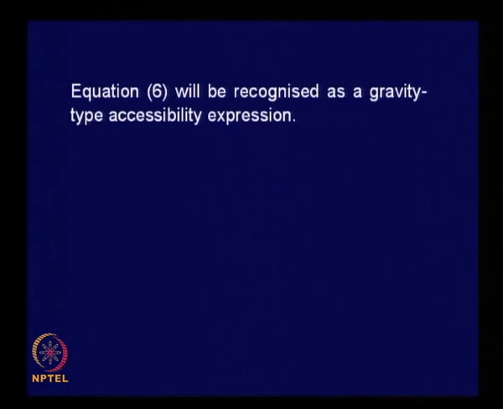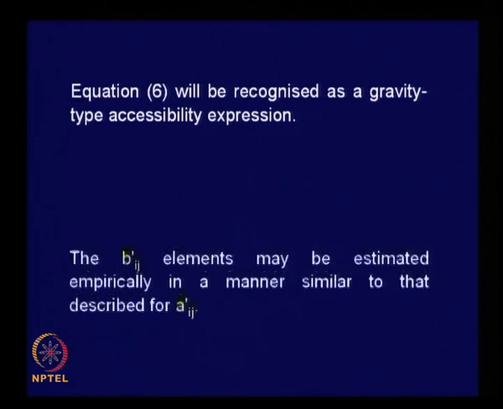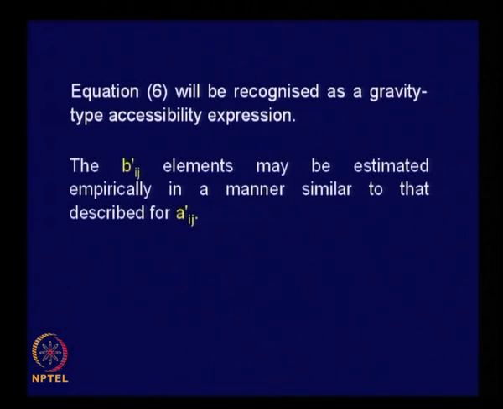Of course, equation 6 will be recognized as a gravity type accessibility expression, as I said earlier, and a similar exercise has to be done to get the value of B dash Ij also, and this is related to the suitability of a zone to fix what? Population serving employment location, isn't it?